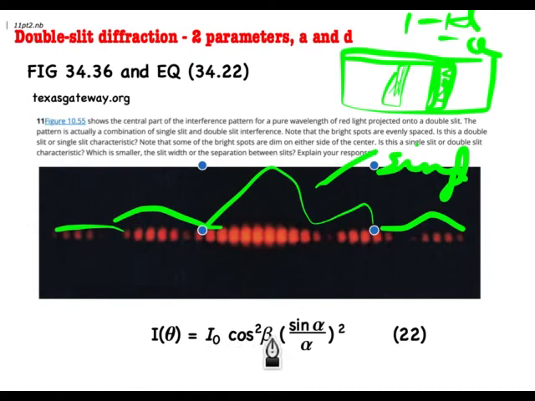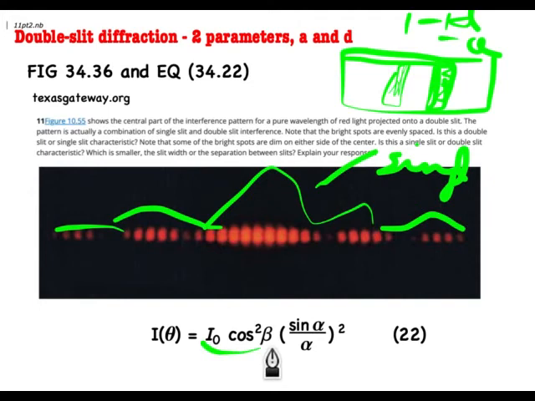It's I0 cosine squared beta sine alpha over alpha squared, where alpha and beta are two parameters that can be related to A and D. So you'll have to look up in the book what's the value of beta, what's the value of alpha, but it depends on theta and the relative size of A and D and so on.